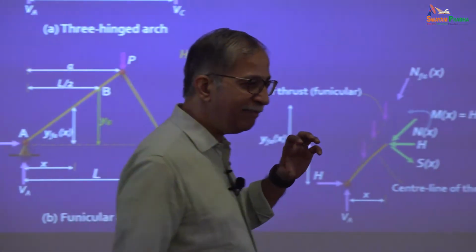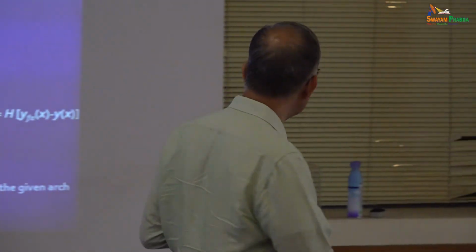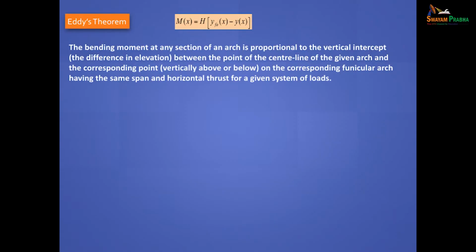So, we're going to end this topic on arches by saying, if it's non-funicular, what to do, how to analyze it. So, we'll come to Eddy's theorem. Eddy's theorem is basically this same equation which we proved, but the statement is like this: the bending moment at any section of an arch is proportional to the vertical intercept, the difference in elevation between the point of the center line of the given arch and the corresponding point vertically above or below on the corresponding funicular arch having the same horizontal thrust for a given system of loads. Okay? Clean definition.